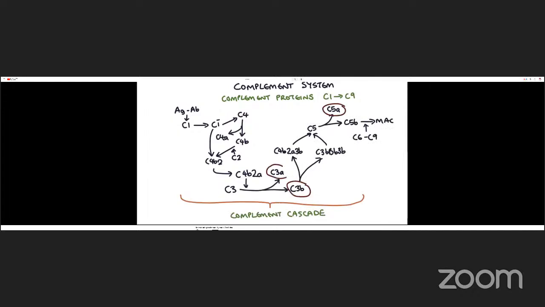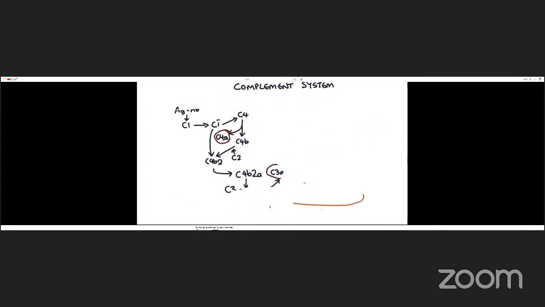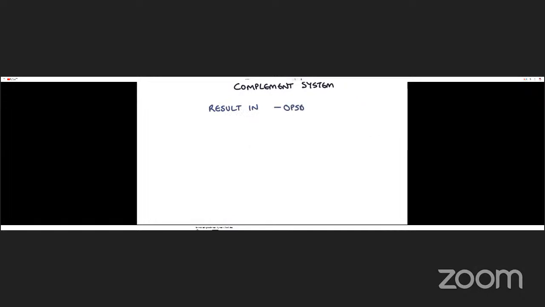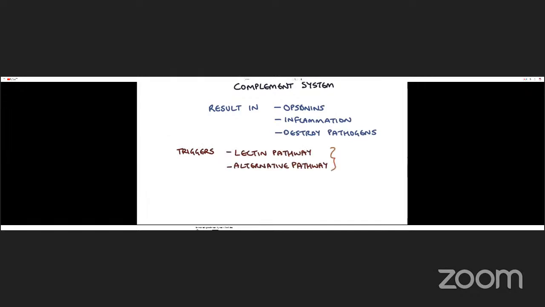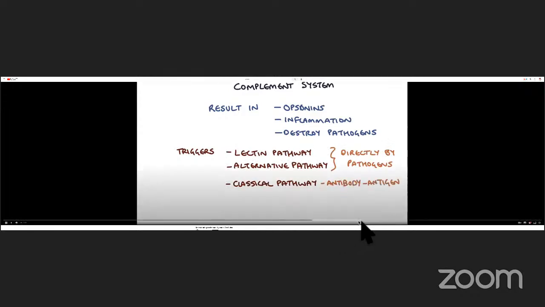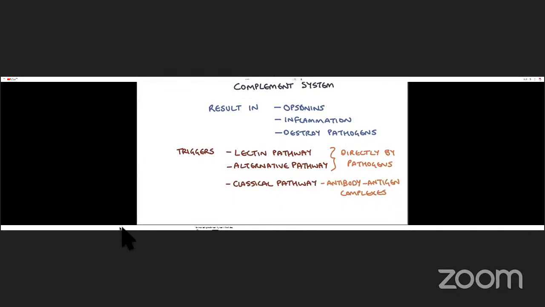Various products of the complement cascade have important functions such as acting as opsonins, triggering further inflammation, and directly attacking and destroying the pathogens. The complement system is triggered in one of three ways. The lectin and the alternative pathway are activated directly by pathogens, and the classical pathway is activated by antibody-antigen complexes that arise from the specific immune system.